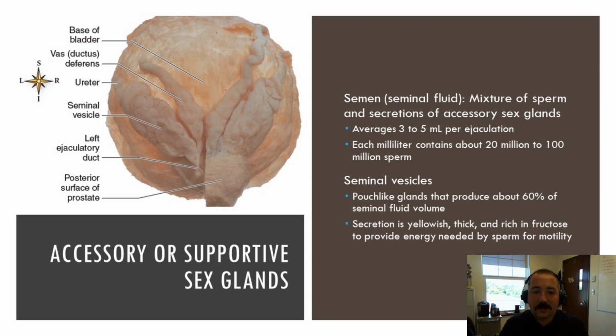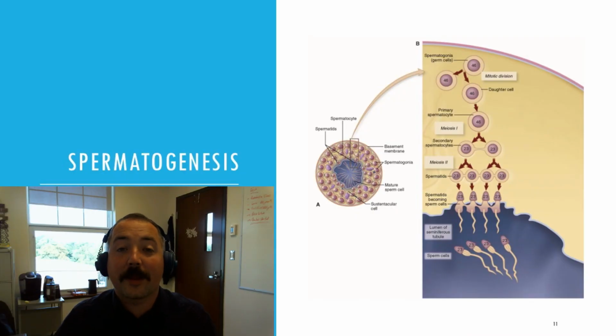All right, that was a lot. So let's take a break from that, and let's talk more about how we make sperm, or spermatogenesis. Spermatogenesis is the creation of sperm cells, and it takes place in those seminiferous tubules. Germ cells divide and create spermatogonia, and these are cells that have 46 chromosomes, just like a normal cell.